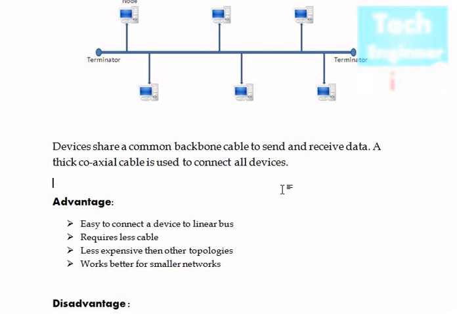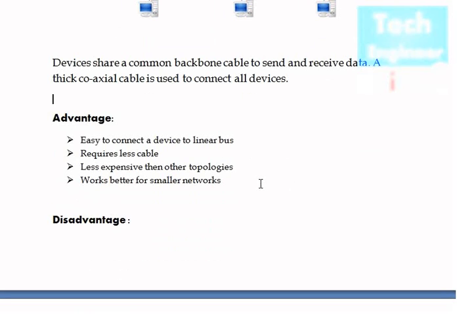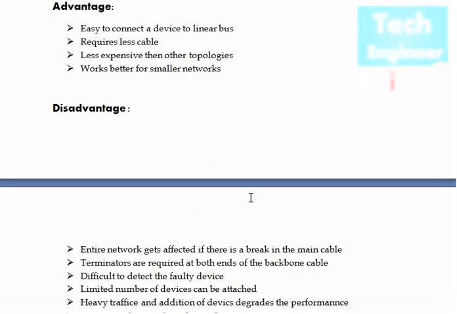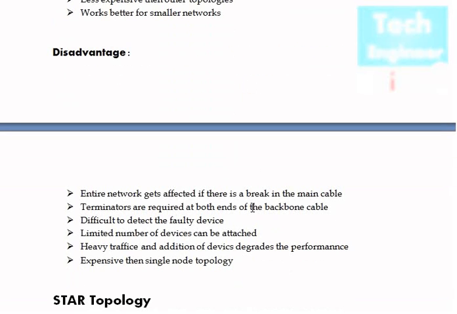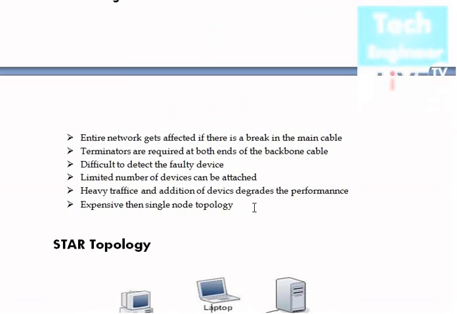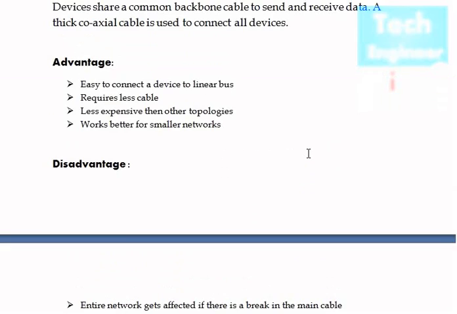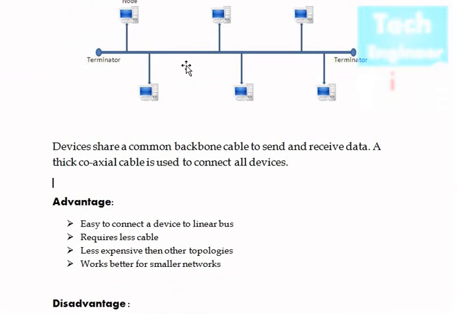The advantages are that it is easy to connect devices to a linear bus, requires less cable, and is less expensive than other topologies. This is the practical topology. It works better for a smaller network. The disadvantage is that the entire network gets affected if there is a break in that main cable. I mean, if this cable gets damaged, the entire network will be affected.